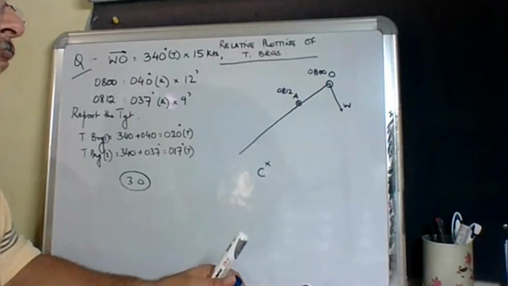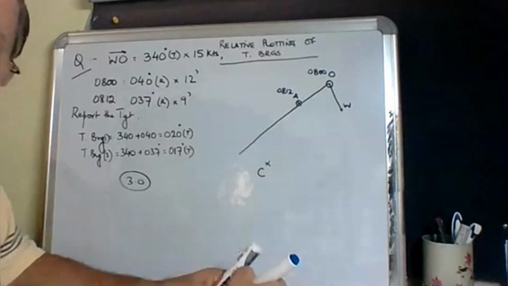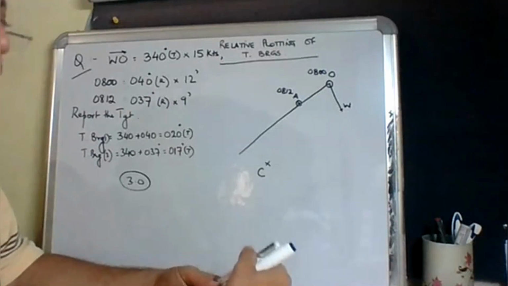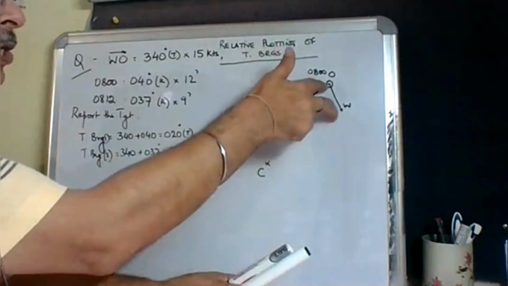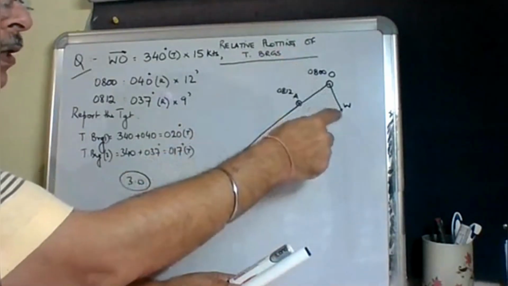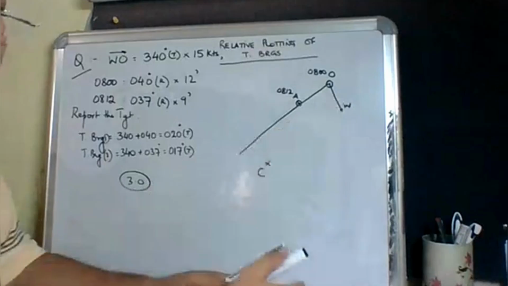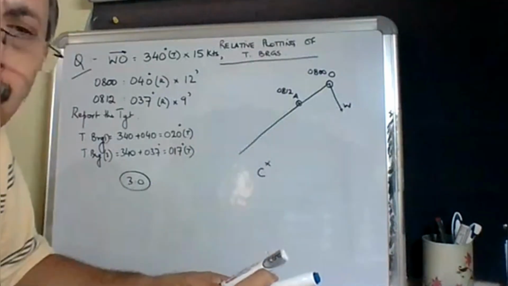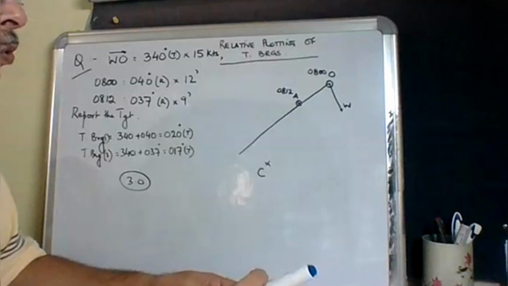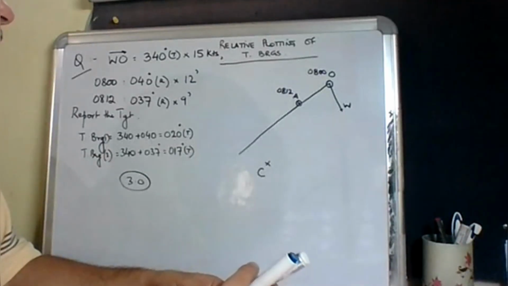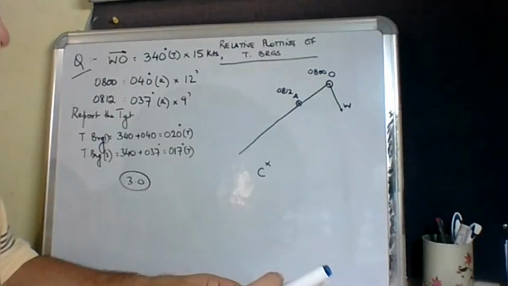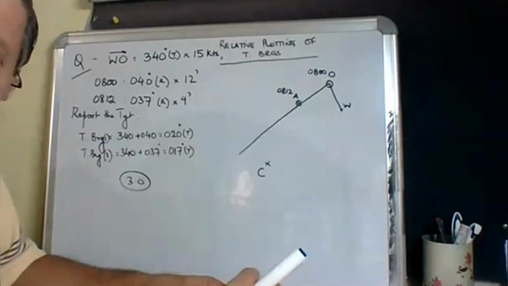Sir, last one, repeat. W to O. So basically it was 3 miles, so I measured 3 miles, and the point I cut, I called it W. So W to O is 340, 3 miles off.